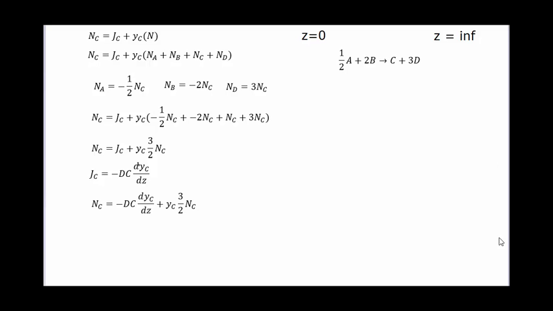So what we're going to do is the exact same thing that we've done in the past when we got to this point. We're going to rearrange it so that we have the total flux of C on the left-hand side, and then we are going to separate variables. So distribute out that N_C, so you have this term over here that contains the y_C term, and then you're going to separate variables.